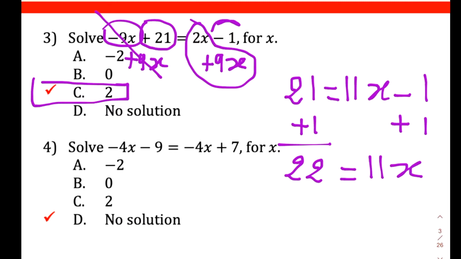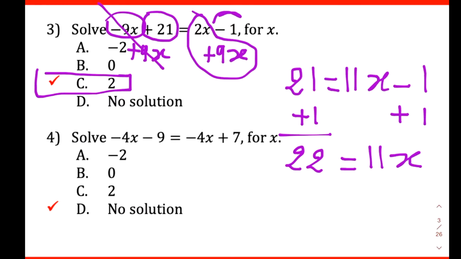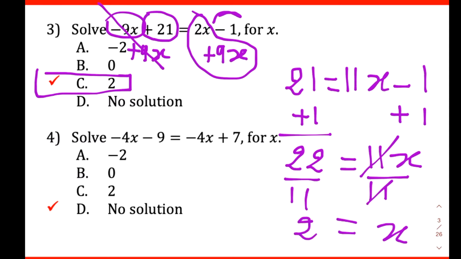So what's the next operation? Who knows? Yes, divide by 11 each side. You cancel this 11 and you get your x. And 22 divided by 11 equals 2. And that's why your option is 2.